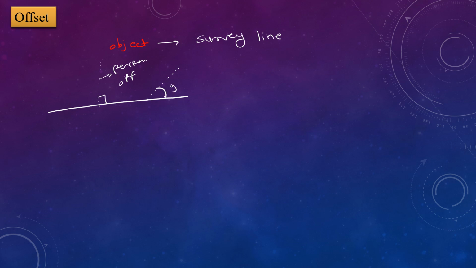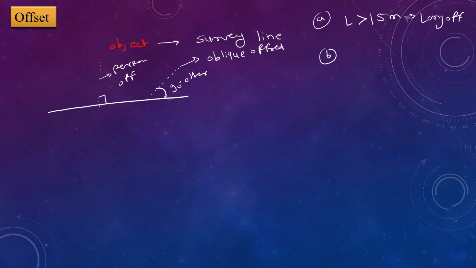this is nothing but an oblique offset. Measured at an angle other than 90 degrees, it is an oblique offset. If the length of that offset is more than 15 meters, then that offset is a long offset, and if the length of that offset is less than 15 meters, then that is a short offset. This is about the offset.